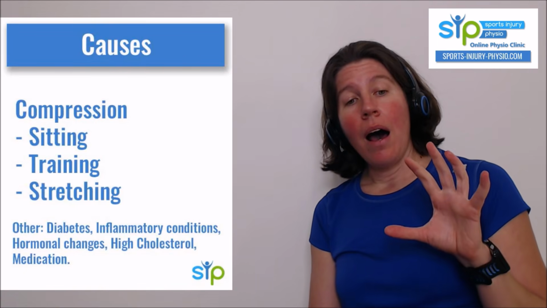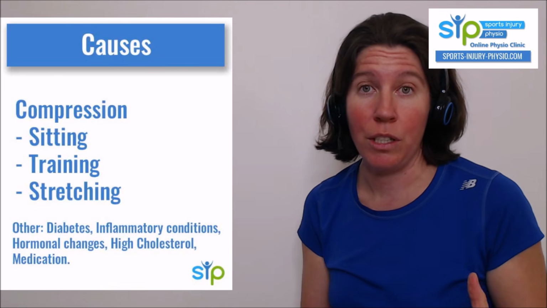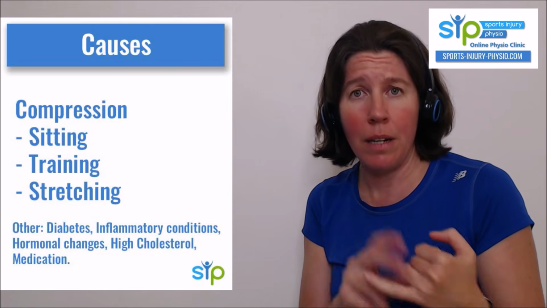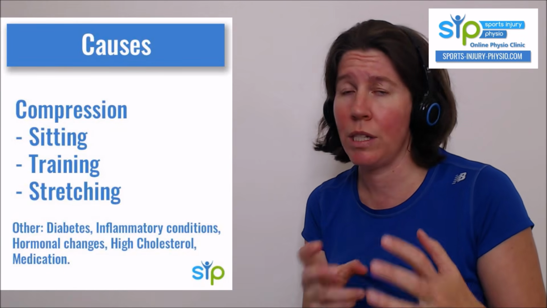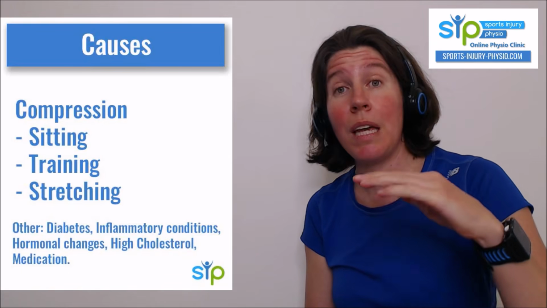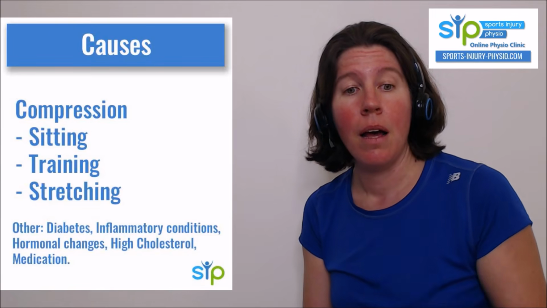Now, there are other conditions that can actually predispose you to this type of injury. Conditions that influence tendons specifically. So diabetes, type 2 diabetes, or just type 1 diabetes can affect tendon health. So it's really important to keep your blood sugar levels within the recommended limits.